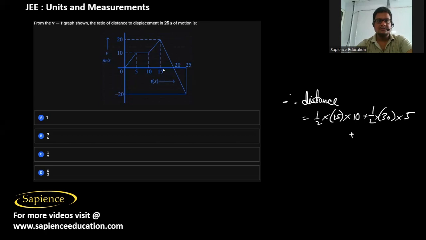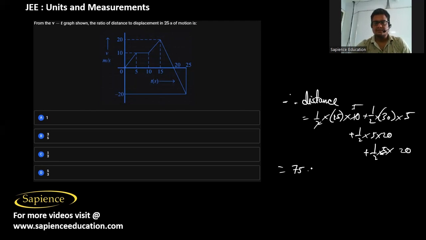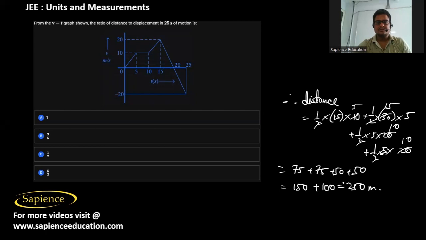Plus this is half base into height. This is a triangle. Half base is 5 into height. Height is 20. And plus this will be also half into base into height. Height is also 20. So this will be 5 is the 10, 15 5 is the 75 plus 2 15 to the 30, 15 5 is the 75 plus 2 10s are 20, 15 is 50. So this is 150 plus 100, that is equal to 250 meters.